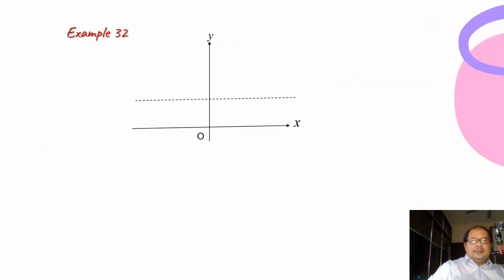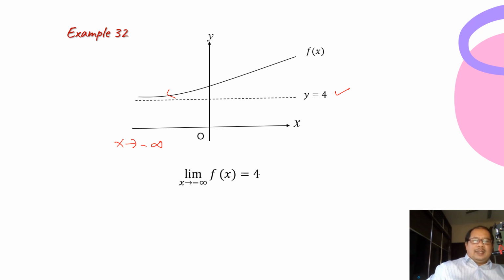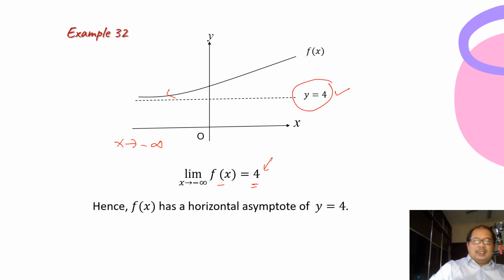Okey, tengok graf ini. Inilah garis y sama dengan 4. Ada satu fungsi f(x) dan fungsi itu kalau kita lihat dia semakin menghampiri garis y sama dengan 4 apabila x menghampiri negatif infinity. Maka kita boleh kata limit x approaches negative infinity f(x) equal to 4. Y equal to 4 itu dikatakan sebagai horizontal asymptote, apabila x pergi ke negative infinity ataupun x pergi ke positive infinity.